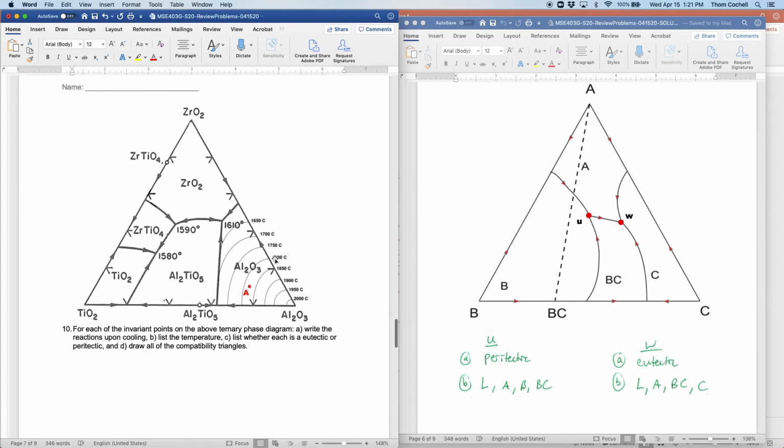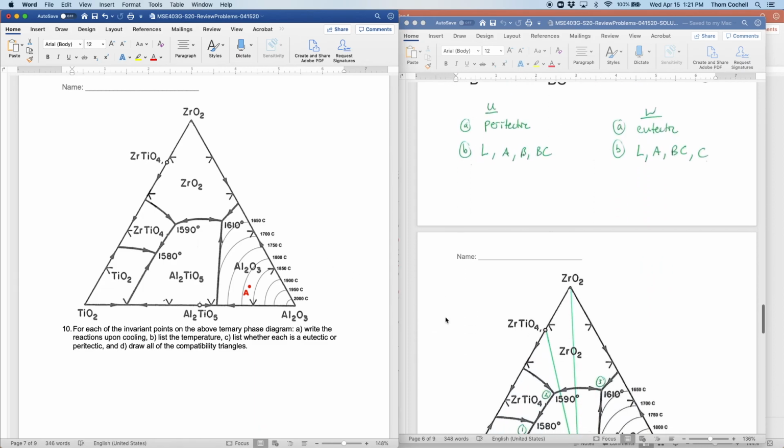Okay, so let's go to the next question, 10. So 10 is asking you for each invariant point that's listed to write the reaction upon cooling. So basically we would need to know if it's paratectic or eutectic and then write what it is. List the temperature, so the critical temperature for that reaction. And then also draw the compatibility triangles. So I would probably start there.